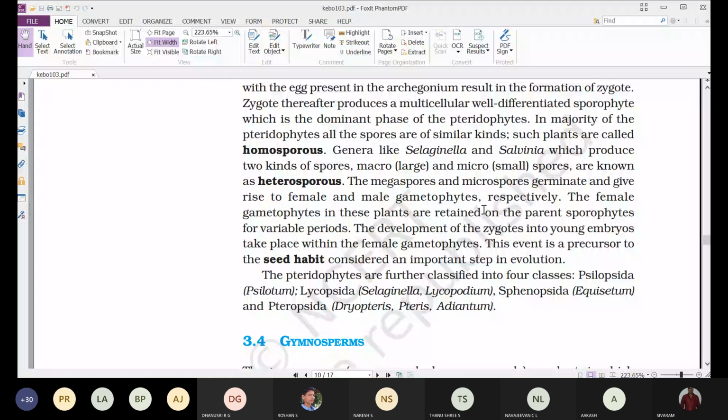The female gametophytes in these plants are retained on the parent sporophytes for variable periods. That means they are not free living. The spores are not discharged outside. They will still be attached to the parent plant body, and these spores will germinate and give rise to male and female gametophytes within the plant body.